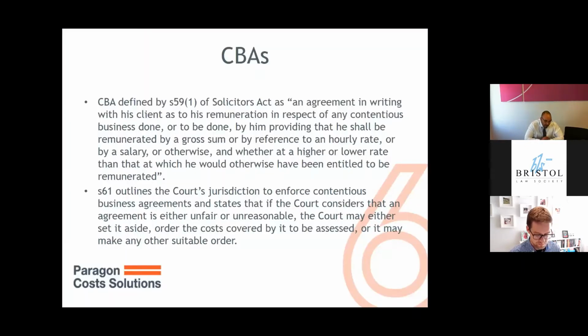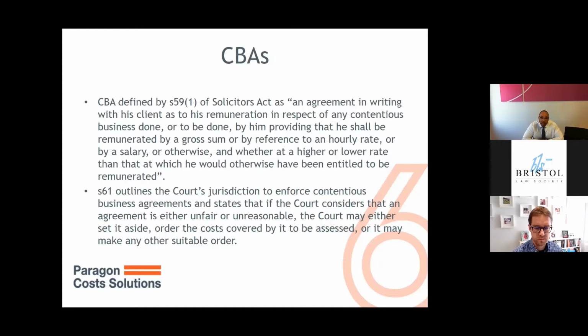So I'm just going to kick off by giving a bit of a general introduction to contentious business agreements, because they are not particularly easy to understand when it's a contentious business agreement or not, and the importance of the difference and what is a non-contentious, etc. So I thought I would start just by giving you the definition according to the Solicitors Act of what a contentious business agreement is. It's defined as an agreement in writing, first of all, so that's the first point to understand. It has to be an agreement that's in writing between solicitor and client in respect of contentious business, so that's the second point to underline. It has to be in relation to contentious business.